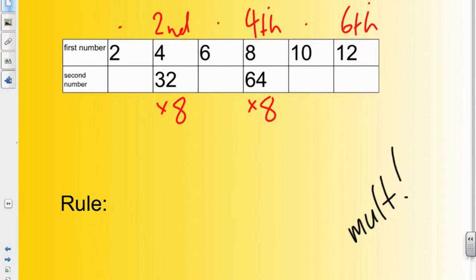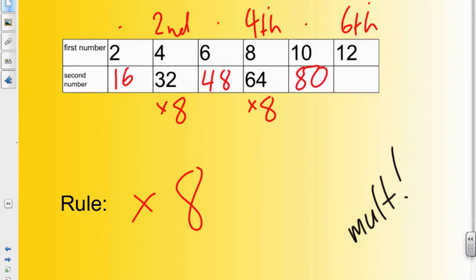So the rule is times 8. Okay, the rule is times 8. So 2 times 8 is, of course, 16, isn't it? 6 times 8 is, of course, 48. 10 times 8 is 80. 12 times 8 is, oh gee, I've forgotten, 96, I think. 12 times 8 is 96. Good.